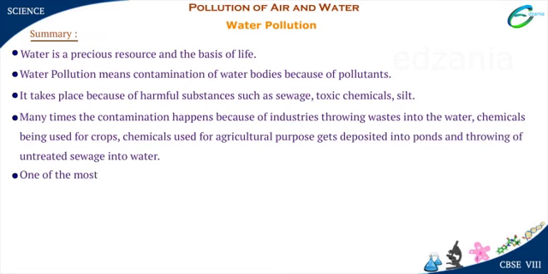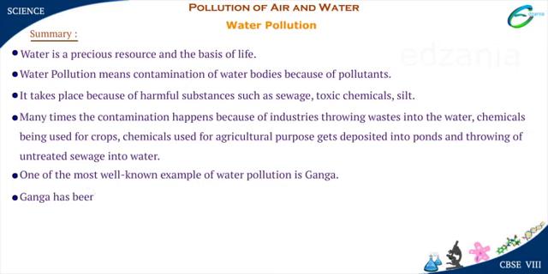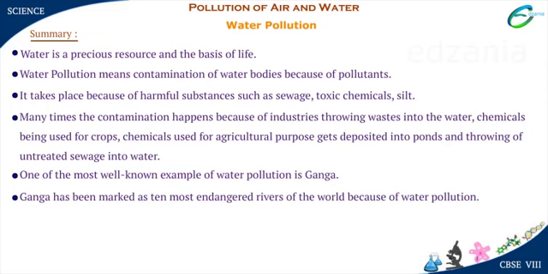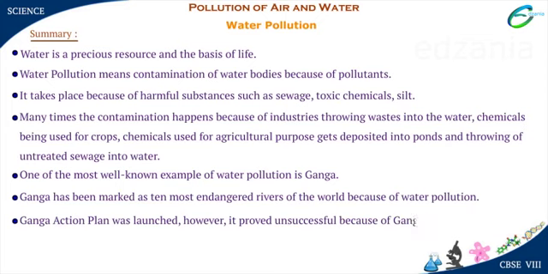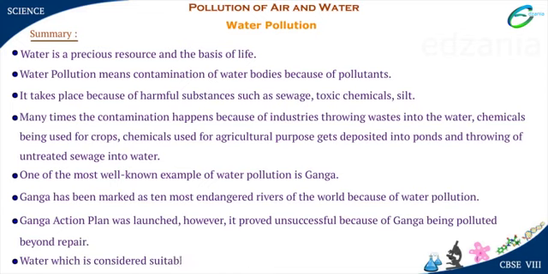One of the most well-known examples of water pollution is Ganga. Ganga has been marked as one of the 10 most endangered rivers of the world because of water pollution. Ganga Action Plan was launched. However, it proved unsuccessful because of Ganga being polluted beyond repair. Water which is considered suitable for drinking is called potable water.